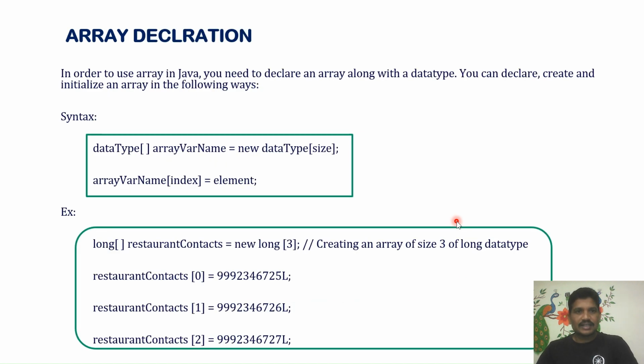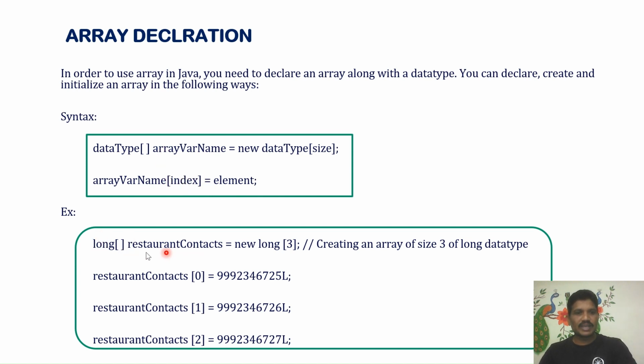Then how do you declare an array in Java? This is the syntax used to declare an array: data type followed by the square brackets, the array name, then new, the data type, and the size of the array. The square brackets can be used before the array name or after it; there is no problem. Once you have done the declaration, how do you assign values to the array? The array name, then with the help of the index value, then equals the element. Whichever element is placed here will be stored at that particular index in the array.